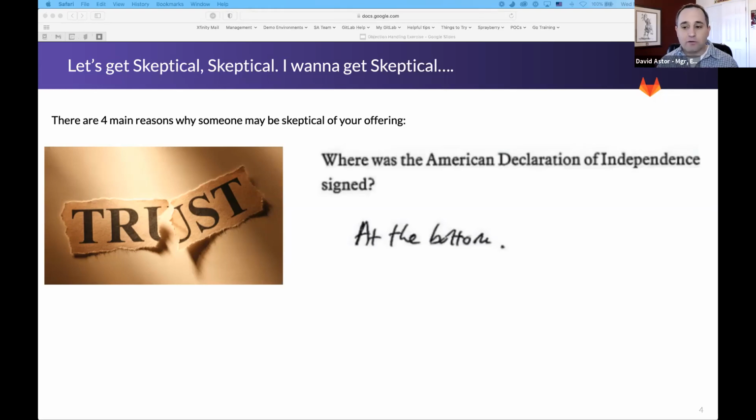Now, the second reason why people are skeptical is because they've asked poor questions, or you're asking poor questions, or you're giving poor answers, as you can see here. Yes, the Declaration of Independence is signed, and it's at the bottom, but come on. This leads to the second reason: asking poor questions or giving knee-jerk responses. If you're not really in touch with the customer's needs, they're going to know that right away. They're going to raise objections because they'll feel you don't understand them.